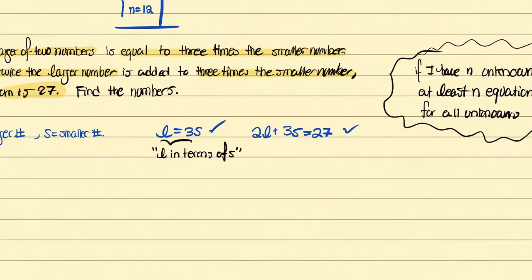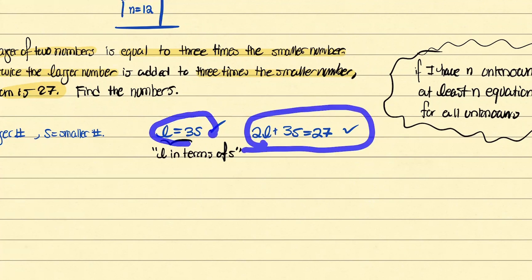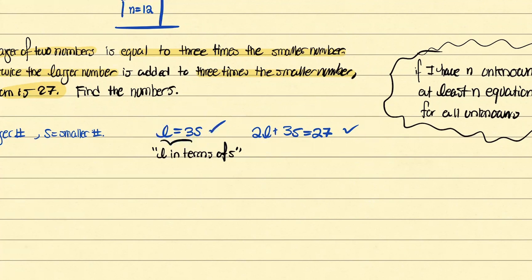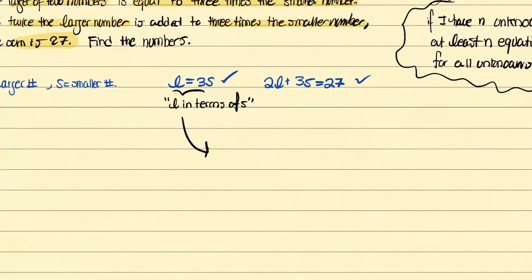And all we need to do now is use one of these equations to get rid of one variable in the other one. So what I'm going to do is get rid of L in this equation by substituting what L is in terms of S. This is where it gets tricky. So if L is equal to 3s, both of these equations must be true at the same time.